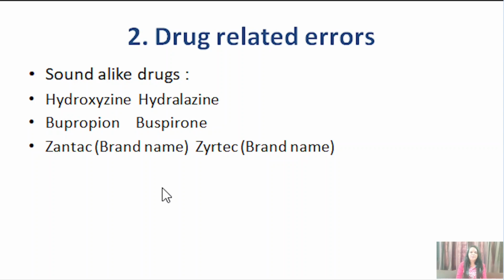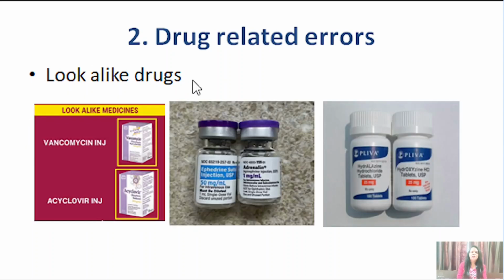legible handwriting. Look-alike drugs are the drugs which have similar pharmaceutical packaging. So for example, vancomycin and acyclovir, then ephedrine and adrenaline, hydralazine and hydroxyzine. So these drugs have similar packaging. So this type of drug can create confusion for the pharmacist while dispensing the drugs.